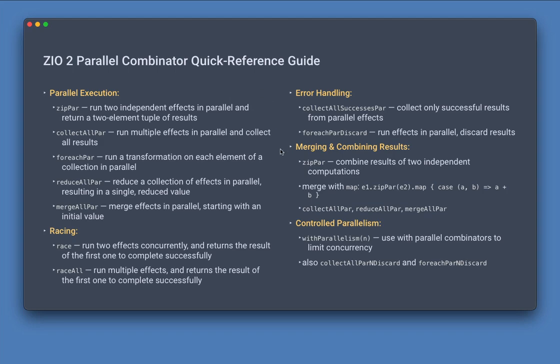So I'm not going to go over all of these, but as I was just looking at this, I realized I didn't cover this when I talked about zipPar. So one thing you can do with zipPar is when you have two effects and you zip them together to create that two-element tuple, you can merge or transform them using map and then whatever algorithm you want to pass into map. So I just wanted to note that I didn't cover this part, but I believe I covered everything else here. So I'm not going to go over all these in detail again, but I hope this can serve as a nice reference and comparison tool here at the end of this video.